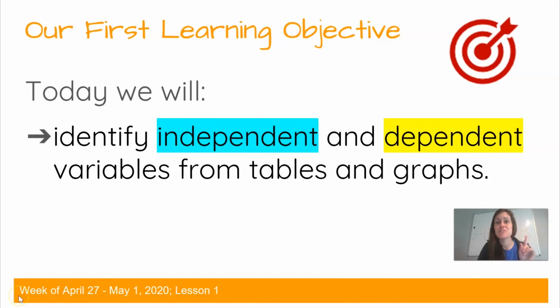The material covered in this first mini lesson today is the same as the material in your print packet for Math 6 during the week of April 27th. On the screen is our first learning objective for today. Today, we will identify independent and dependent variables from both tables and graphs.